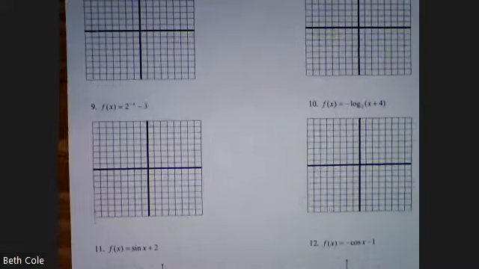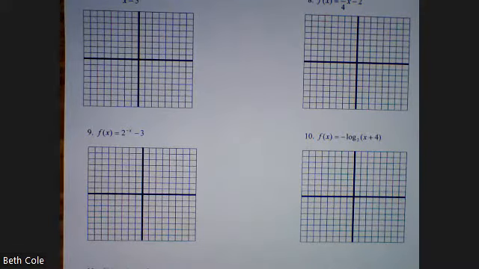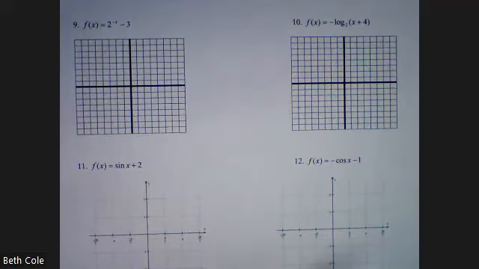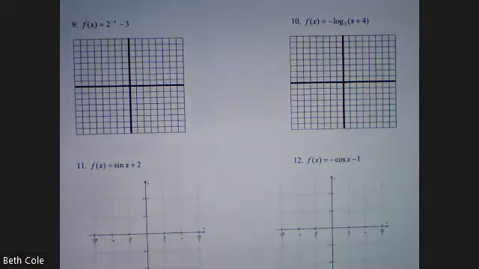Which one back here is exponential? 9. Let's do number 9. Okay. I already told you it's exponential. It's going to be like a swoop. What are the transformations that have been done to it? There's 2 things. Down 3, perfect.